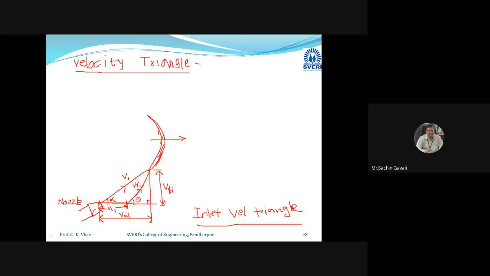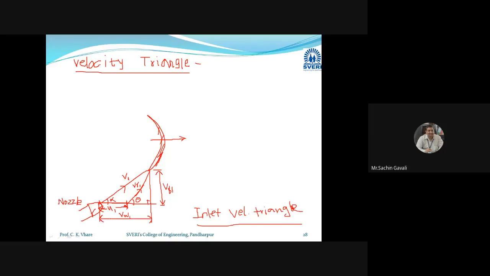Somebody is asking: explain V1. Sir, what are the components VF1 and VW1? Okay, V1 is coming from the nozzle. This is the resultant velocity from the nozzle. As this nozzle is inclined to the horizontal tangential direction, it can be resolved into two components.